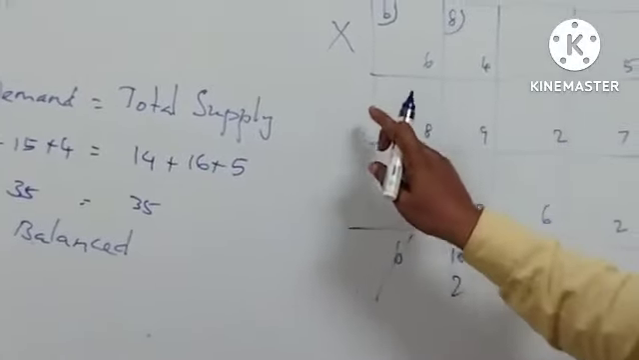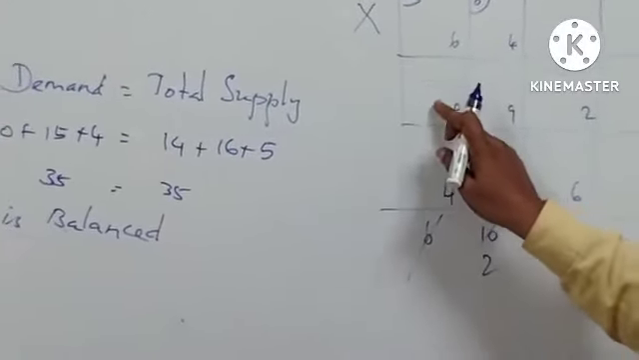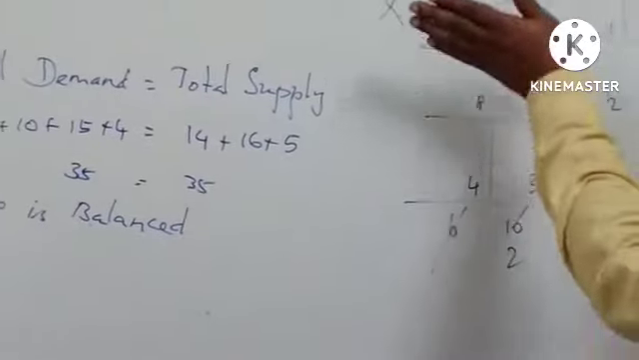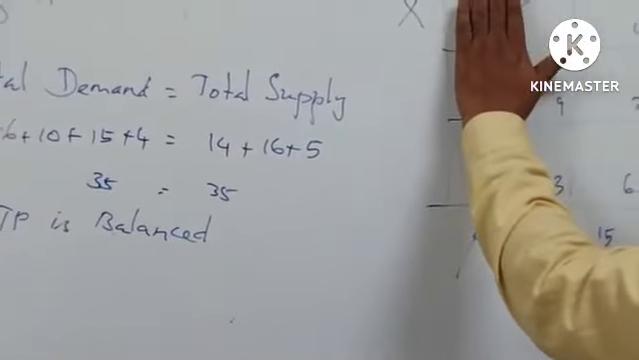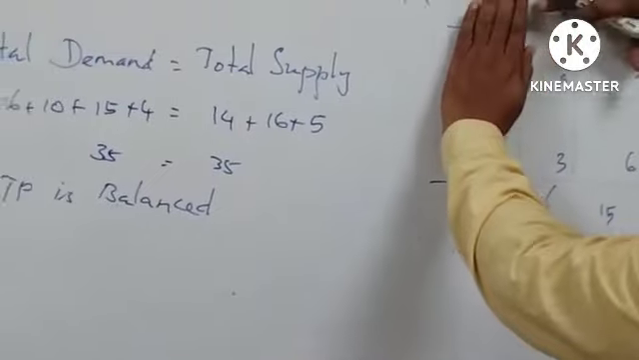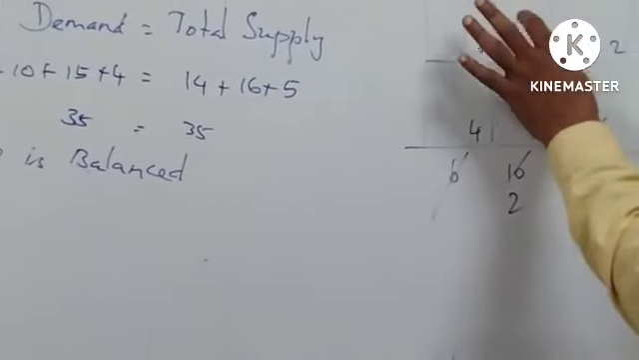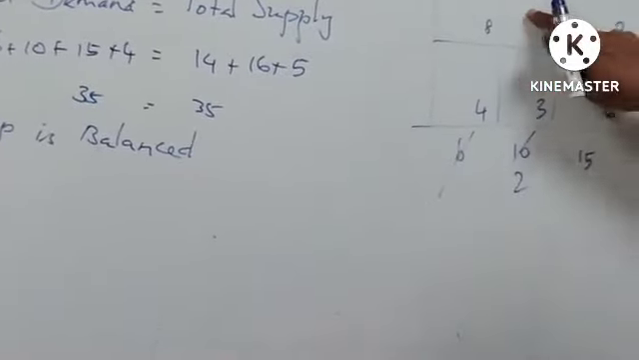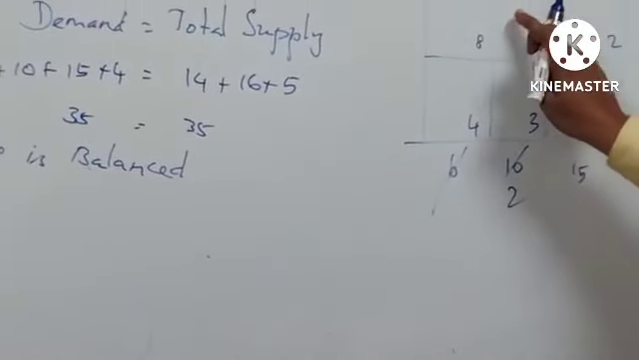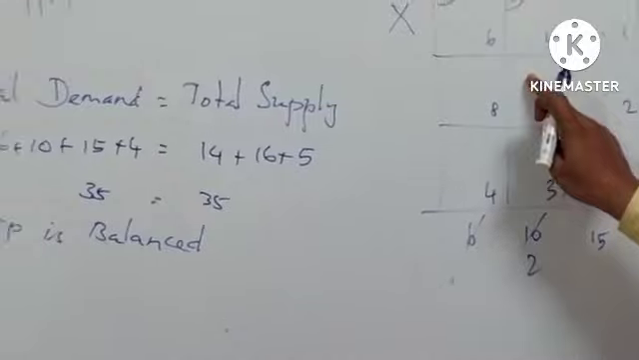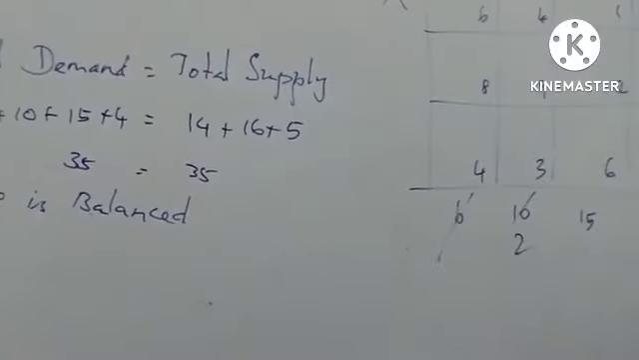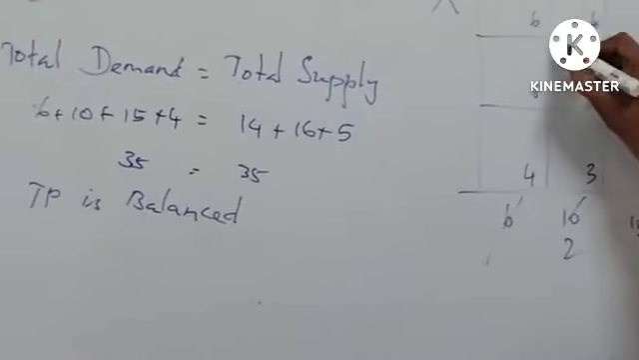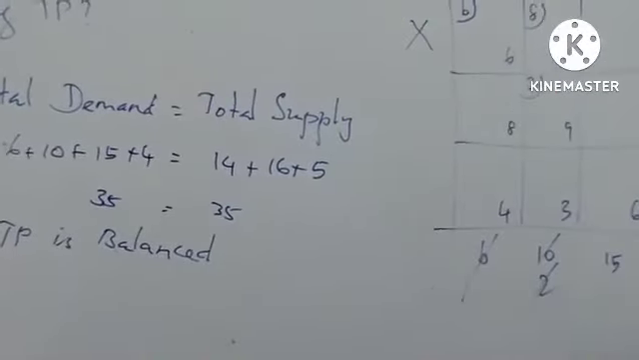Origin 2, what is the northwest corner again? There is no first column, there is no first row. Now there are only 6 cells. So this is the northwest corner. Therefore, you will have to put the allotment over here. The requirement is 2. Availability is 16. So put 2 over here. Balance is 14.